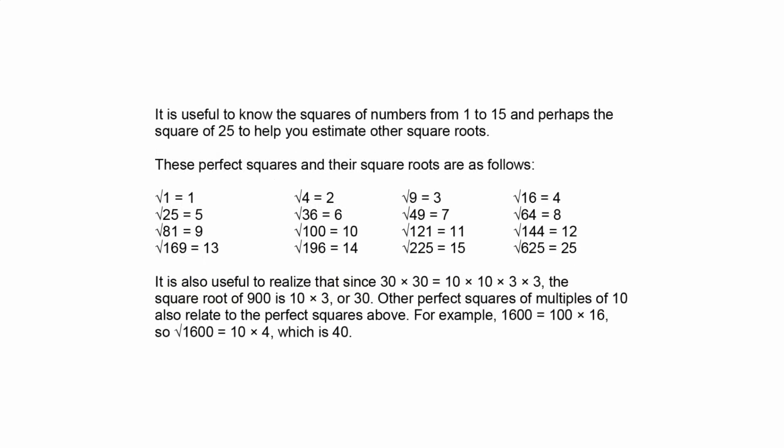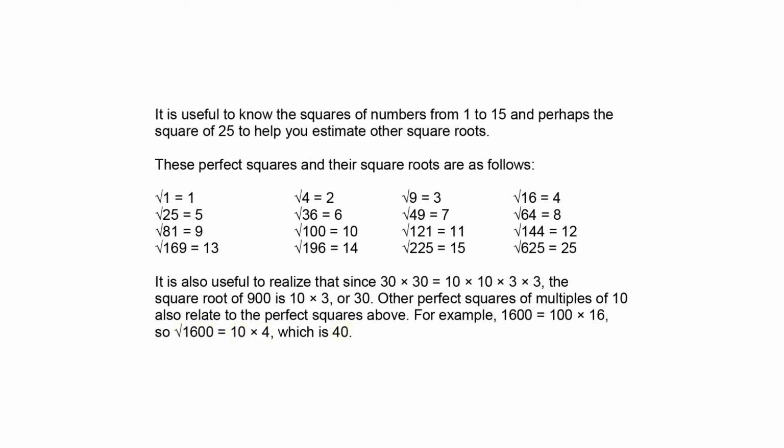It's also useful to realize that since 30 times 30 is equal to 10 times 10 times 3 times 3, the square root of 900 is 10 times 3, or 30. Other perfect squares of multiples of 10 also relate to the perfect squares above. For example, 1600 is equal to 100 times 16. So the square root of 1600 is 10 times 4, which is 40.